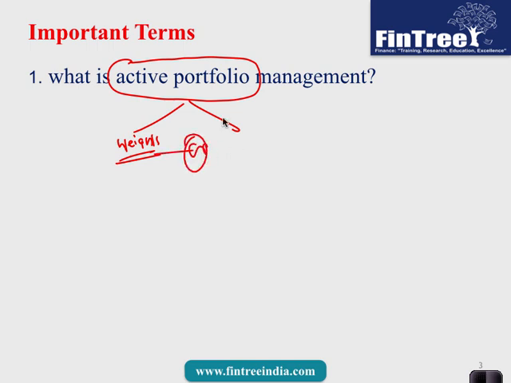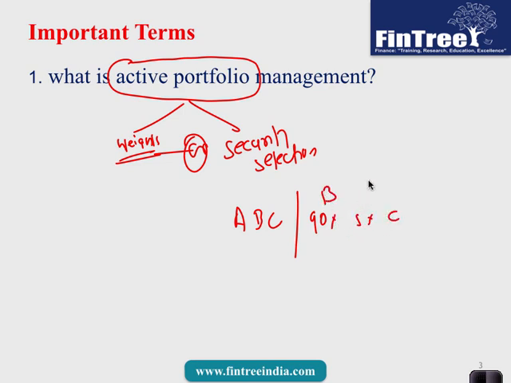Or you kept the weight the same, but you changed your security selection. So instead of selecting securities A, B and C, which are constituents of the index, you said that you will put almost 90% of the money into security B and maybe 5% into securities A and C each. So that is your active portfolio management.